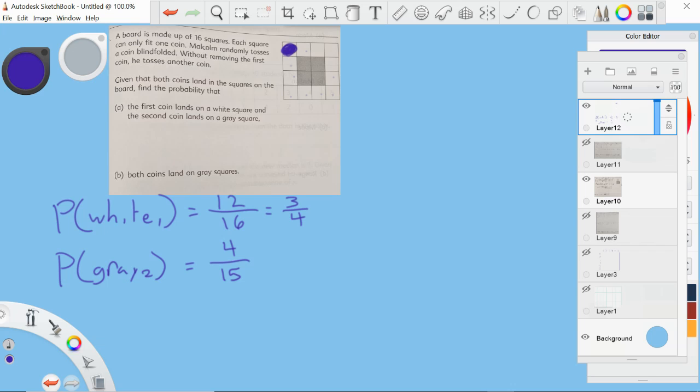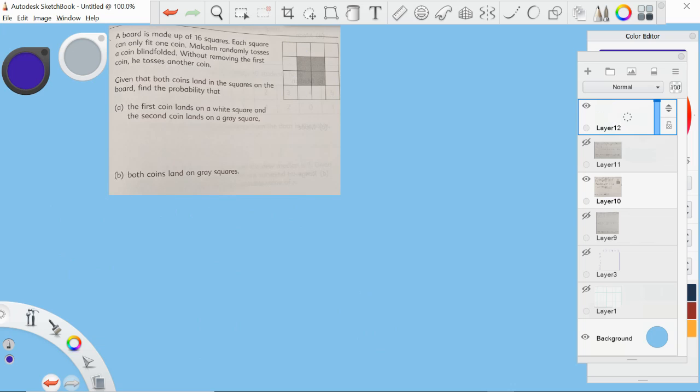in 15. Now, the probability that you land on white and then gray is going to be the product. We're going to multiply these two probabilities. So that's going to be 3/4 times 4/15. The 4's cancel, the 3 and the 15 cancel, and we get 1/5. So the probability of landing on the white square first and the gray square second is 1 in 5.